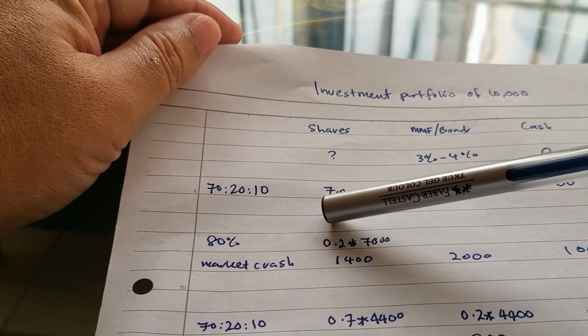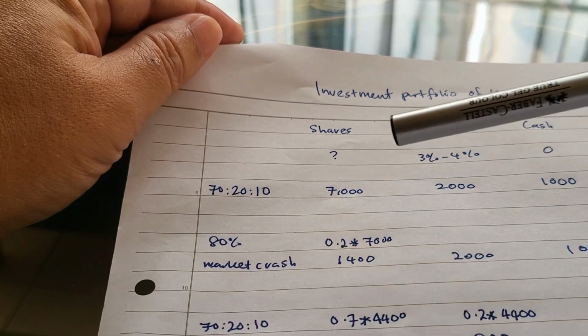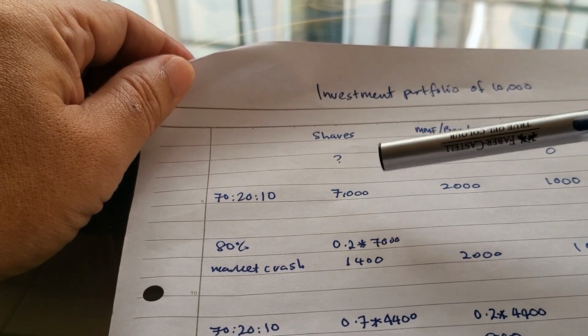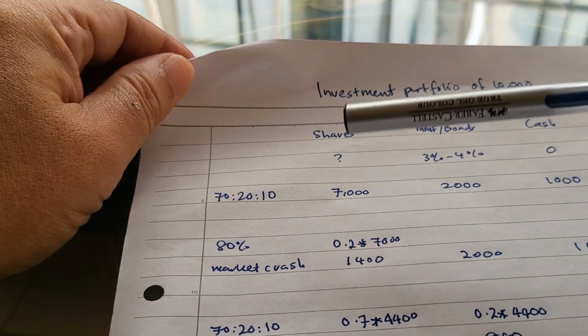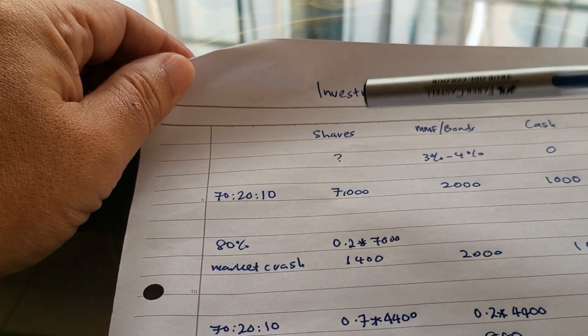So you can also work out the allocation for this part of your portfolio, but I haven't figured that out myself, so I might do a video once I've determined the allocation of shares that I want to have in this part of my portfolio.